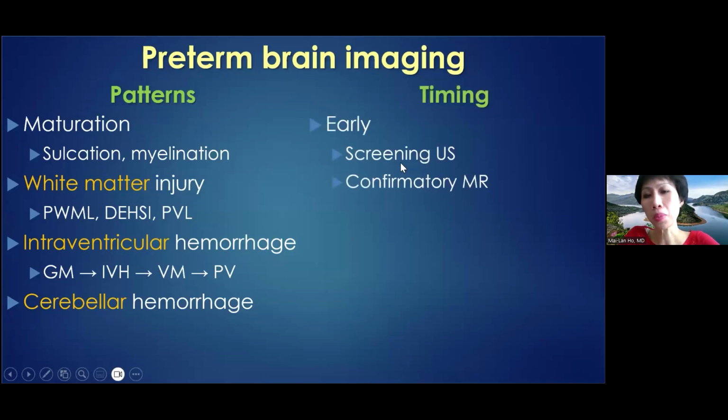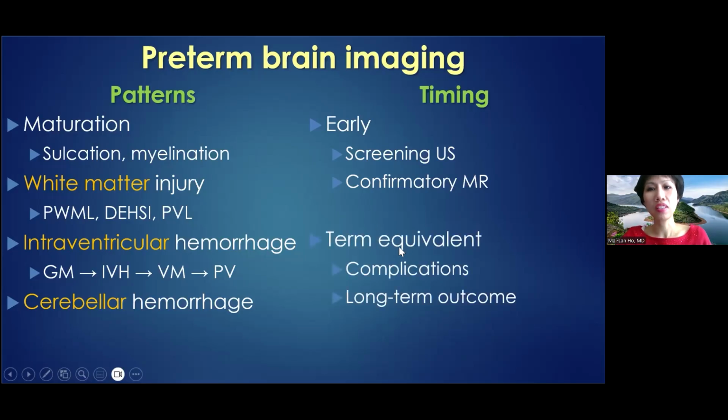Okay, so timing. People do not recommend MR for early preterm birth because it's going to be abnormal, or it's going to have some of these findings. So ultrasound for screening is fine. And then if you see something floridly abnormal, you can get an MR to confirm. But again, that just tells you about etiology. It's going to be abnormal if they're premature.